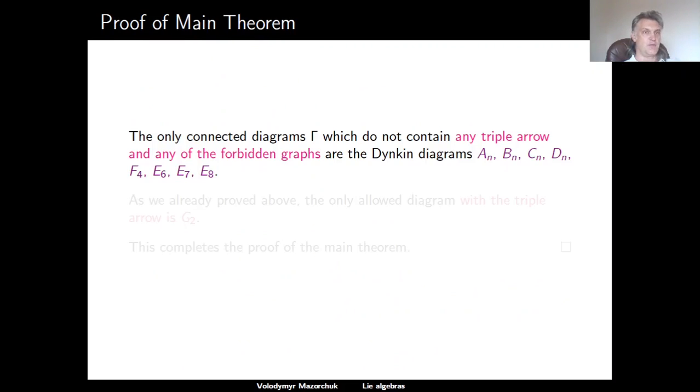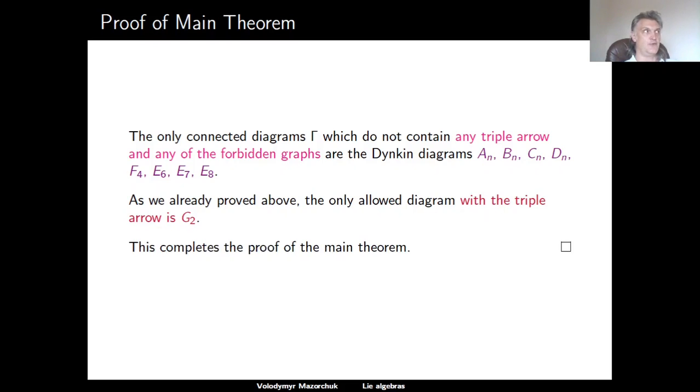So now we can prove the main theorem. The subgraphs which we constructed are constructed such that if you extend one of our Dynkin diagrams by 1 point, such that this is no longer one of our Dynkin diagrams, we end up in one of those forbidden subgraphs. This means that the only Dynkin diagrams without any triple arrow or any of the forbidden subgraphs are our Dynkin diagrams of type A, B, C, D, E, and F. And we already saw before that the only Dynkin diagram with a triple arrow is G2. So this completes the proof of our main theorem.